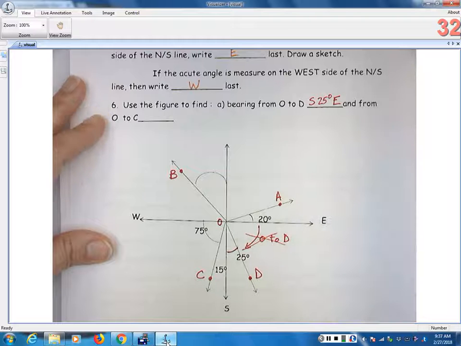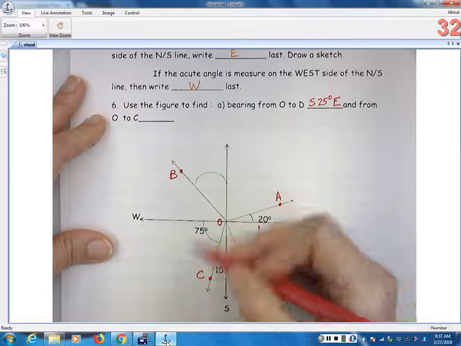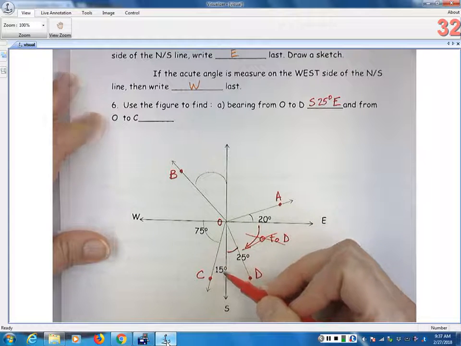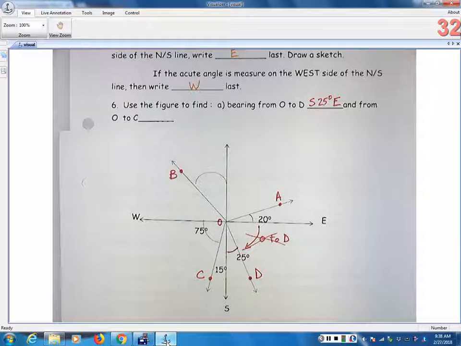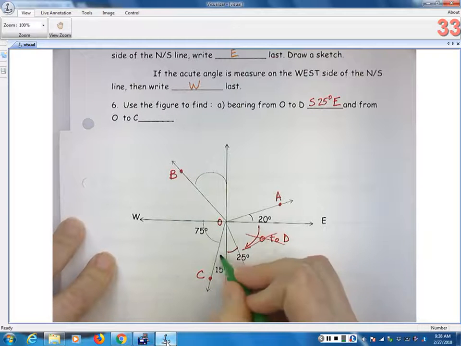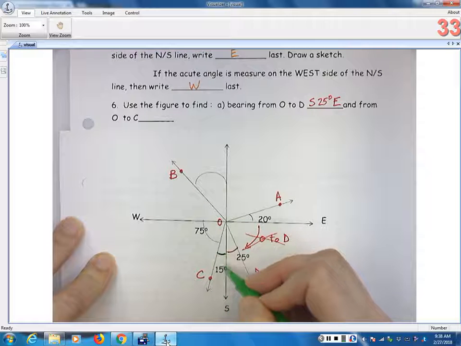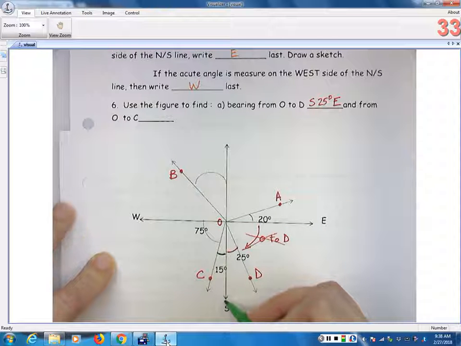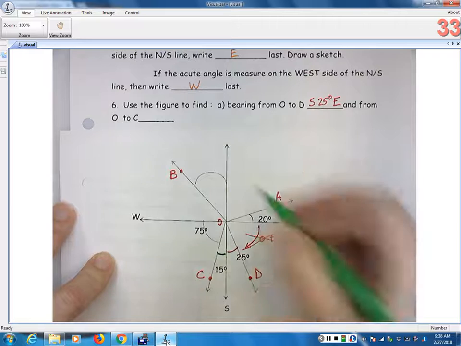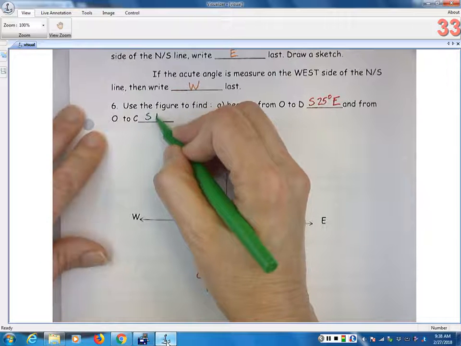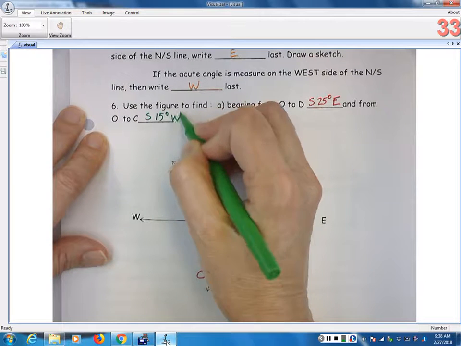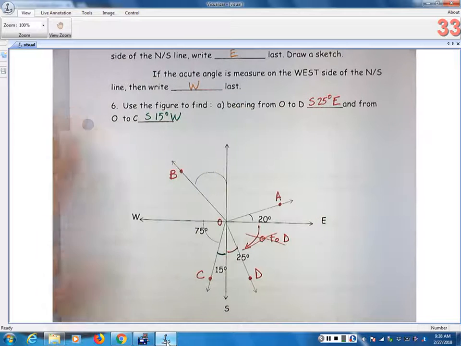From O to C, we're going to use this one now. Here's C. We are still on the south end, and it's 15 degrees, and it's to the west. And that is bearing.